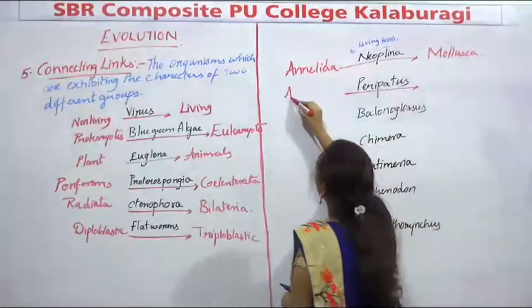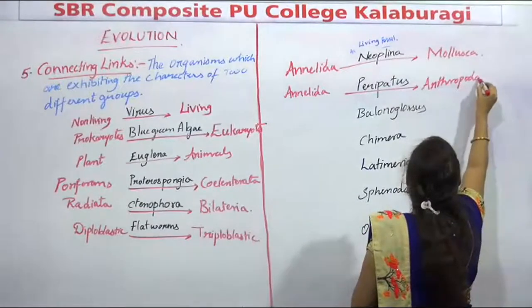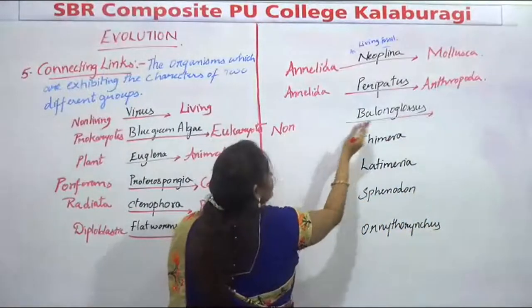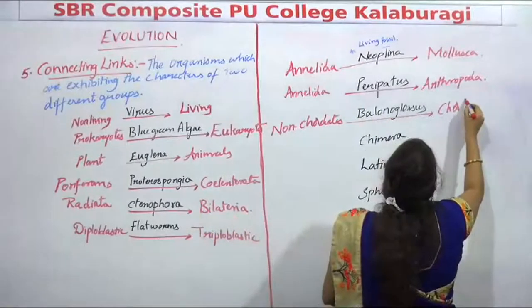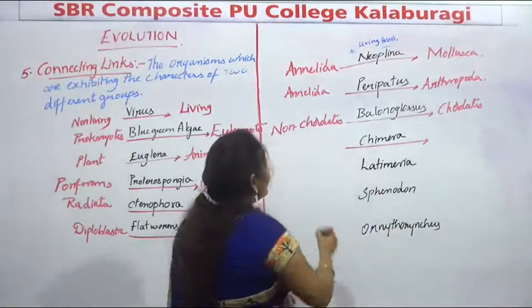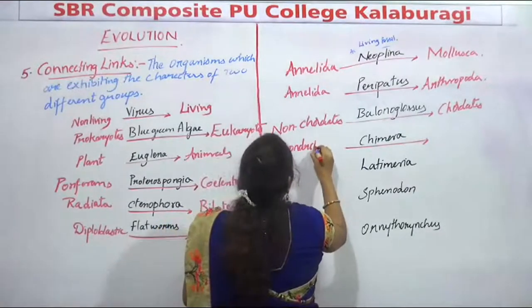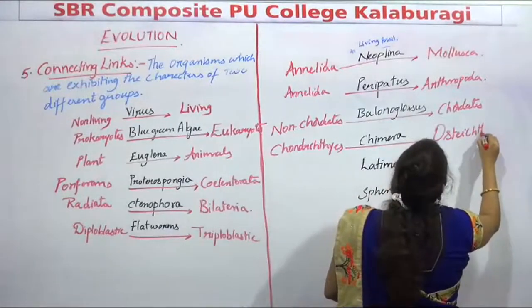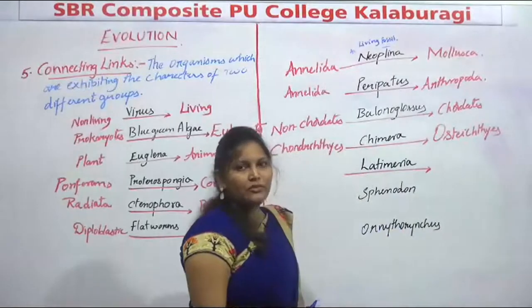Peripatus is a connecting link between annelida and arthropoda. Balanoglossus, an acorn worm. Okay? It is a connecting link between non-chordates, belonging to hemichordata, and chordates. Non-chordates and chordates. Chimaera is the connecting link between chondrichthyes, cartilaginous fishes, and osteichthyes, these are bony fishes. Latimeria chalumnae, it is a coelacanth fish, lobe fin fish.